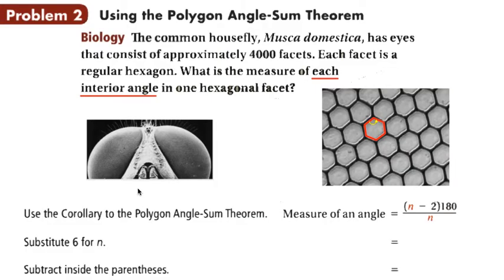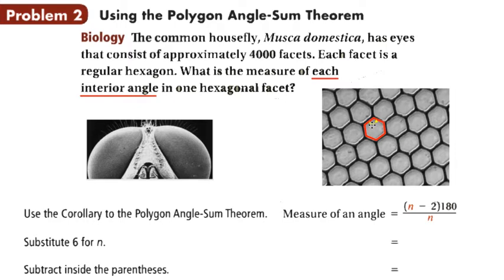This one has to do with the common housefly. And it turns out their eyes have like 4,000 different facets, and that's just another word for faces. And each one of those facets has the shape of a regular hexagon. A hexagon has 6 sides. This problem asks us what is the measure of each interior angle in one hexagonal face.